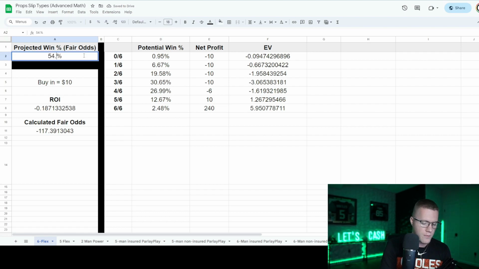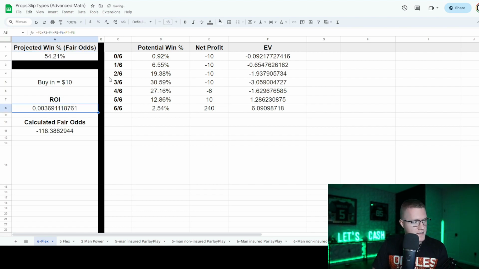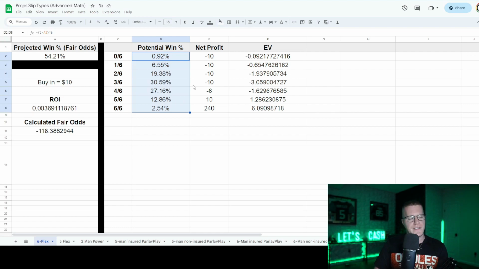What about 54.21% of the time? That's the break-even per leg for you to remain profitable in the long run, on average, right? Obviously a very unlucky bettor, even if they're hitting at a 54.21% hit rate, could have the worst luck in the world and not profit in a couple of months, right? That's just the variance perspective of all this.